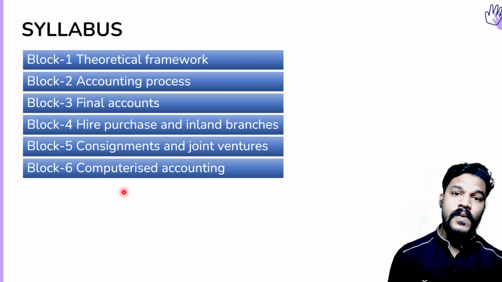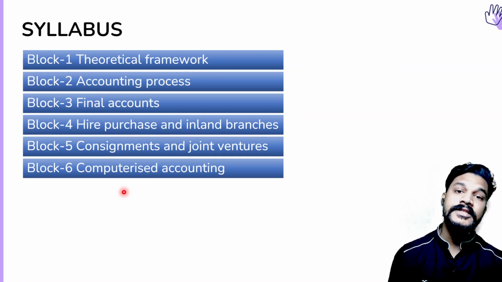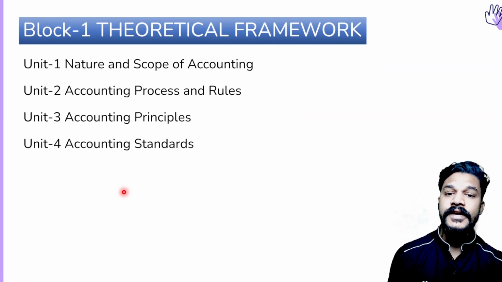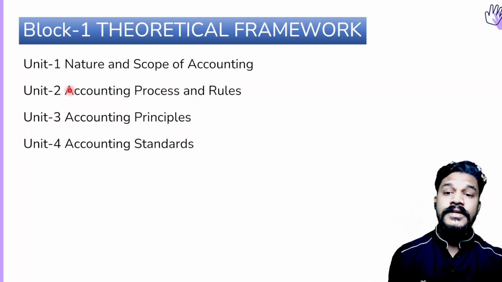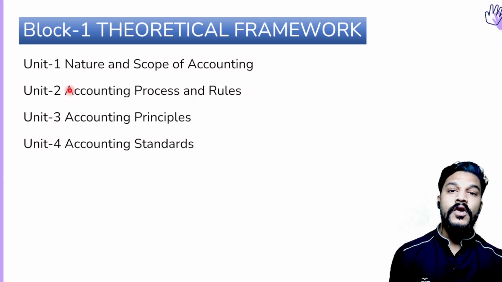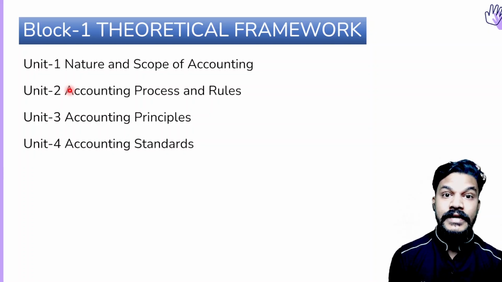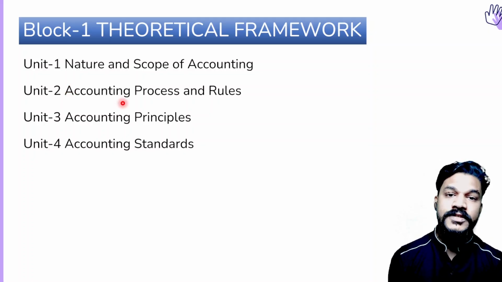So let's see what are the important topics or units that we are going to learn in these different blocks. So see block 1, theoretical framework. As the name says, it consists of all the theories regarding financial accounting, the theoretical background of financial accounting. See, the first unit relates to nature and scope of accounting. So in this unit 1, we will be learning the meaning, the purpose, the objectives, all about the background of accounting.